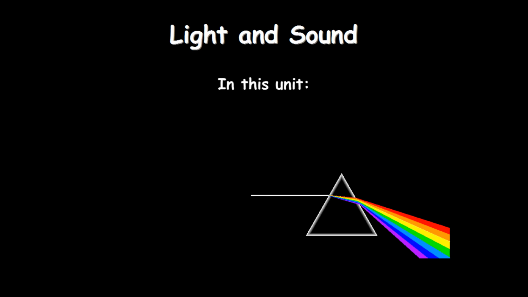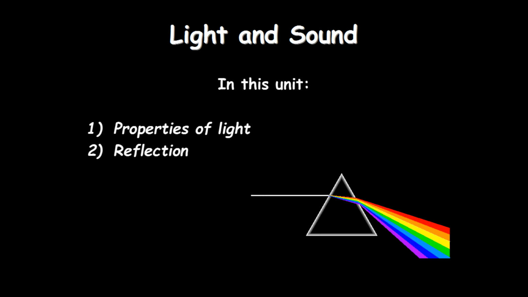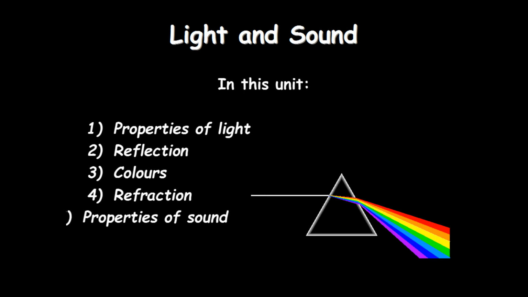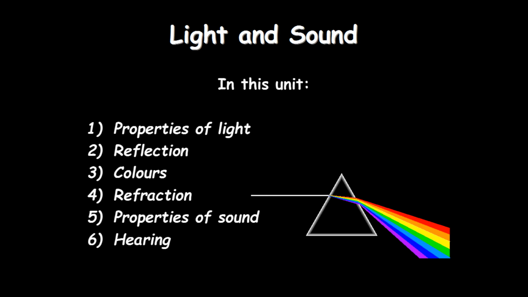In this unit we are going to discuss the following points. Point 1 to be covered: properties of light. First of all we will cover the properties of light. Second, reflection of light, colors, refraction, properties of sound, and finally we will cover hearing, and basically we will limit ourselves to human hearing. Now let's come to the topic.